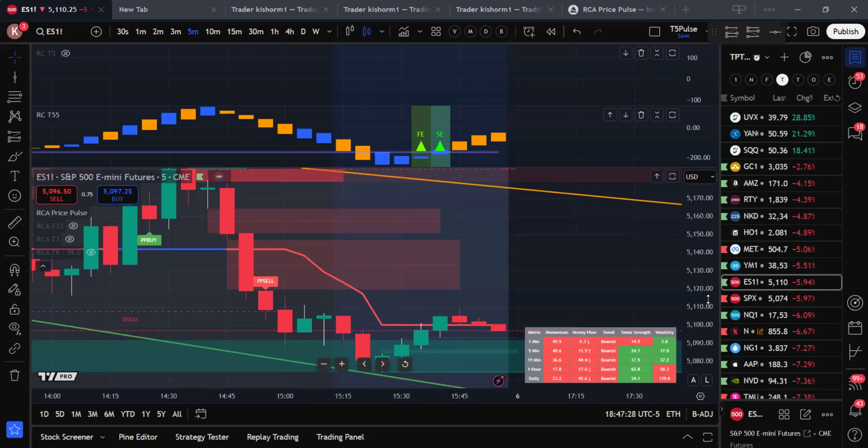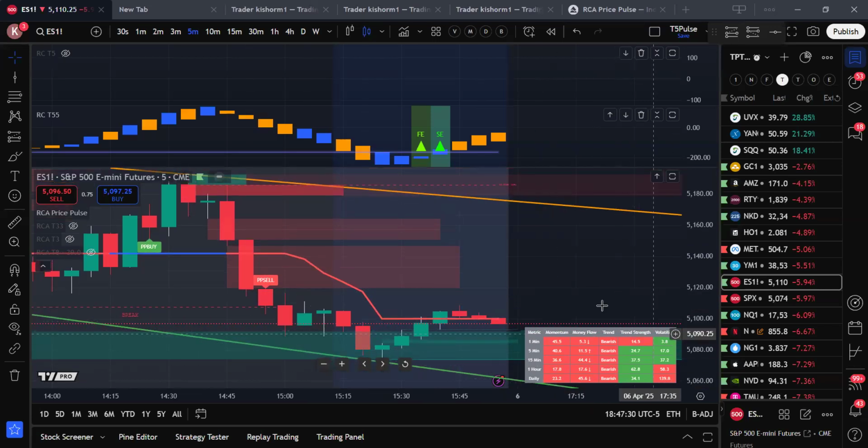So again, just to summarize, step number one, always look at the table. The Price Pulse table will give you the trend. If it is mainly red, only wait for the sell signals. If it is mainly green, only look for buy signals. If it is a mix of both, then identify some other ticker.